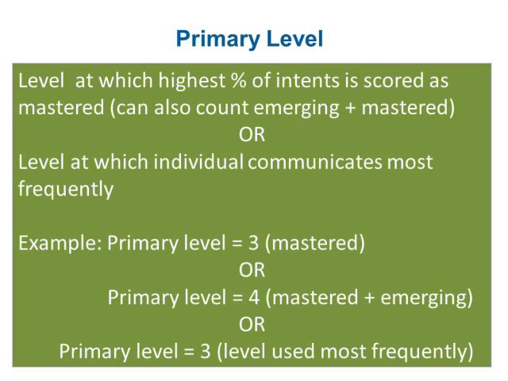A second way to score the matrix is to identify the primary level at which the individual is operating. You can take several approaches to this. The primary level may be the level at which the highest percentage of cells are scored as mastered. Or you could be more liberal with this approach and count both emerging and mastered cells. Another way to interpret primary level would be to designate the level at which the individual communicates most frequently, which may yield a different and perhaps more important result.